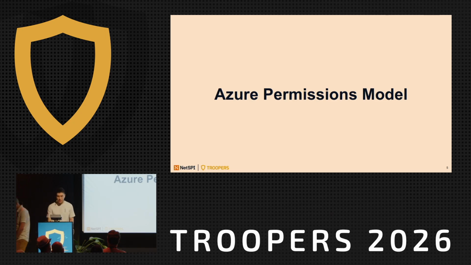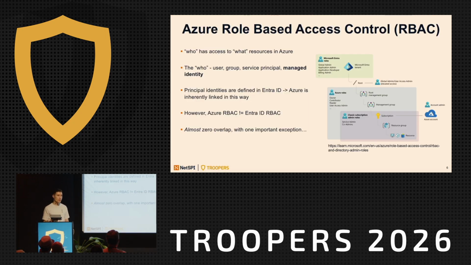Yeah, so before we go any further, we've got to talk about ABAC, and specifically the Azure workload version of ABAC, right? Not necessarily the Entra ID side, because we're really going to be focusing on cloud workloads here. So it's who has access to what, where that who is users, groups, service principals, managed identities. And all these identities are going to be defined on the Entra ID, the identity side of things, and Azure is going to be inherently linked in that way, because all of those principals are defined there. They're being granted access to resources within Azure.